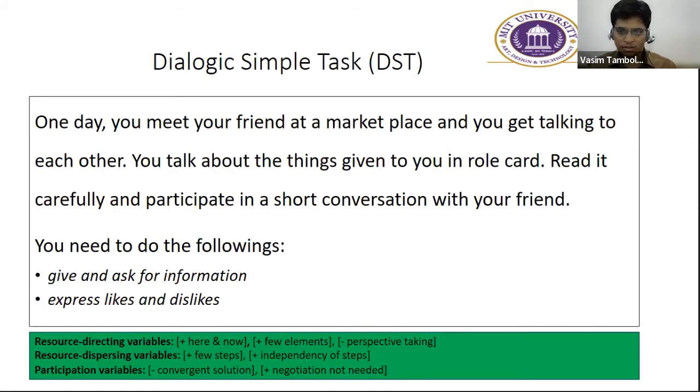So this was the first task I used. I term it a dialogic simple task. In this task, they just had to give and ask for information and express their likes and dislikes. The task features: they had to talk about what is happening at present, not what was missing or what will come in future. And if I compare this with the next task that I'm going to show you, this is the simple task. So let us go to the next task.